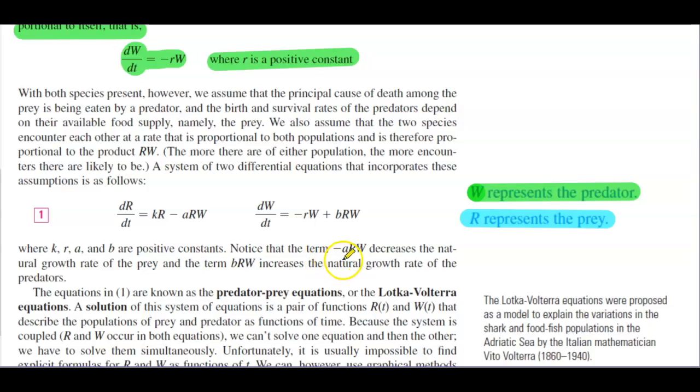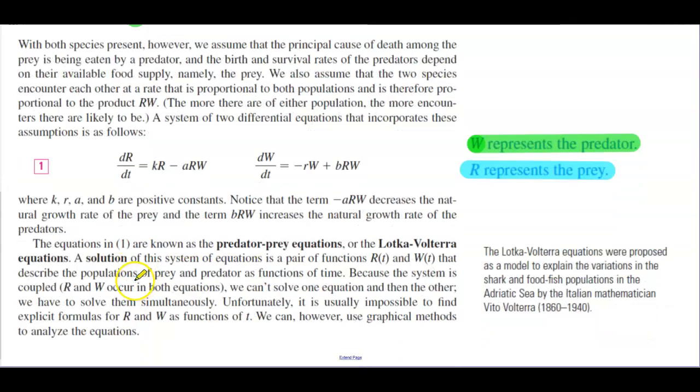And notice that the term negative aRW decreases the natural growth rate of the prey, and the term bRW increases the natural growth rate of the predators. Now, the equations in (1) are known as the predator-prey equations, or the Lotka-Volterra equations.